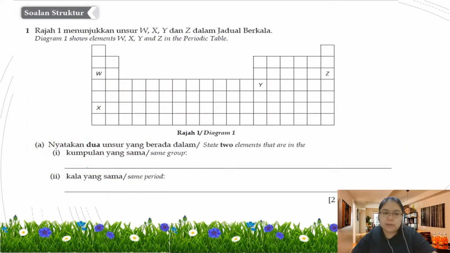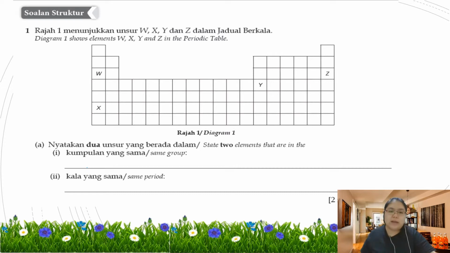Number 1 shows elements W, X, Y, Z in the periodic table. Now we need to answer question A: state the two elements in the same group. Same group means a vertical line, so you find the elements exactly on the same vertical line. Same period means the horizontal line. When two elements are on the same horizontal line, we call it the same period.